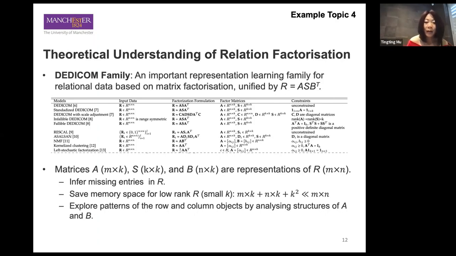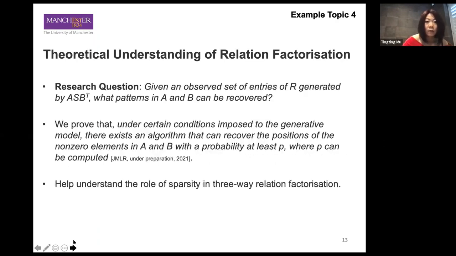Another benefit is that you can analyze the patterns in your row and column objects by analyzing your matrices A and B. So this is about the algorithm. What we are interested in here is establishing some theoretical understanding of this family of algorithms. So we ask the question: when you have a relation matrix generated by this A S B generative model, and you observe a set of entries, what patterns can you really recover from the matrix A and the matrix B?